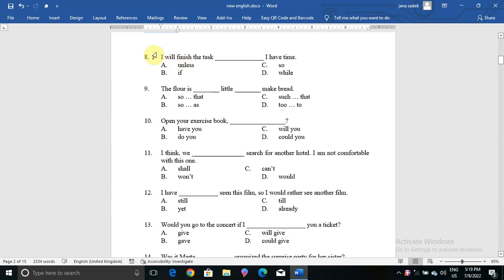So that means the correct answer for question number 8 is if, choice B. Now question number 9 says, the floor is dash little dash make braid. The floor is what little, what make braid? Something little. So it means too little to make braid. So the floor is too little to make braid. The correct answer for question number 9 is D, which is too little to make braid.